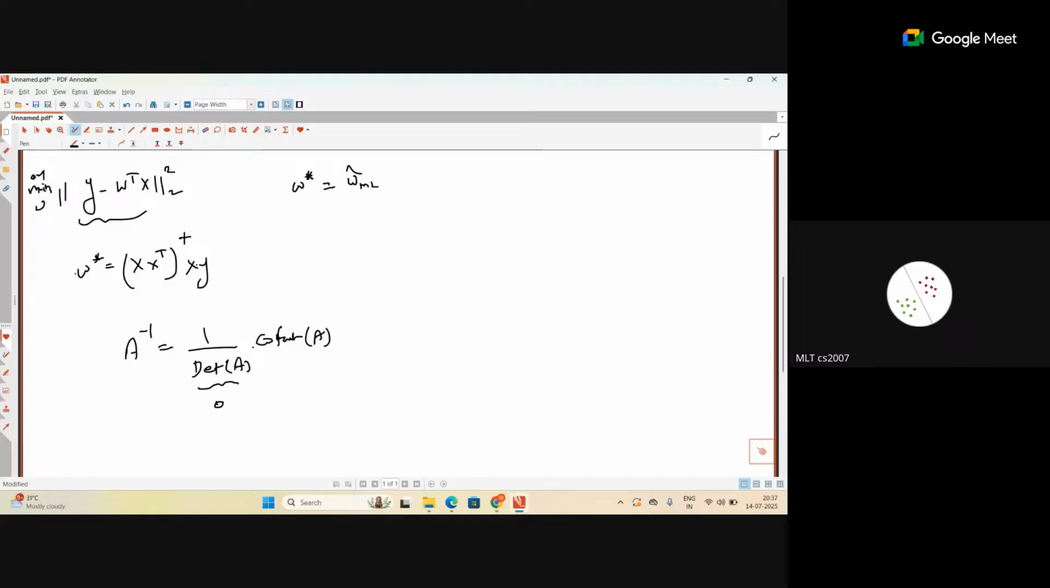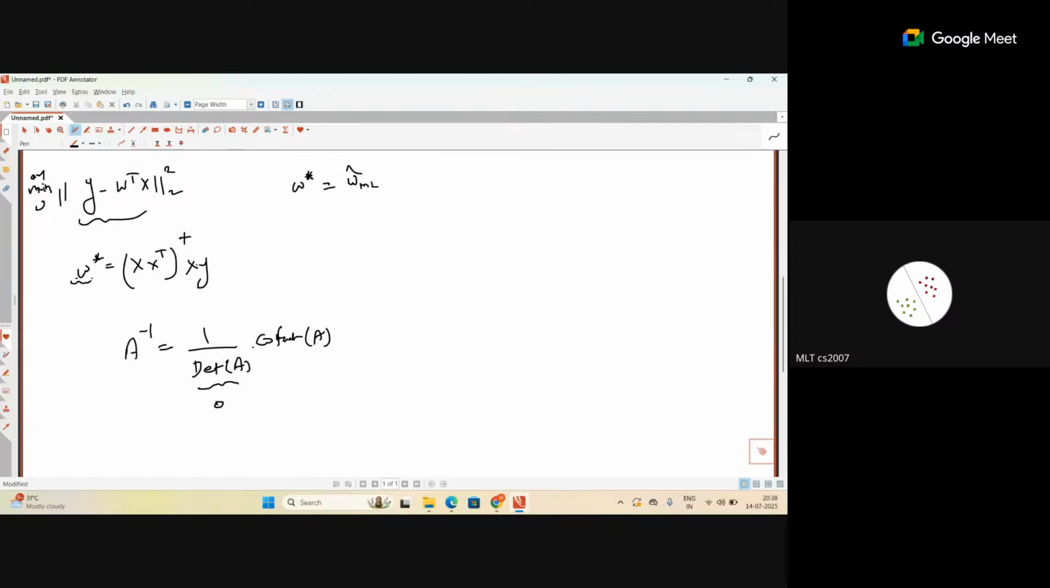Now this X X transpose is one of the matrices. For some data points it is possible that X X transpose is not a singular matrix, but suppose it is a singular matrix, that means we will not get the solution W star. If the matrix is not invertible, we are not going to get the solution, and that's the problem.